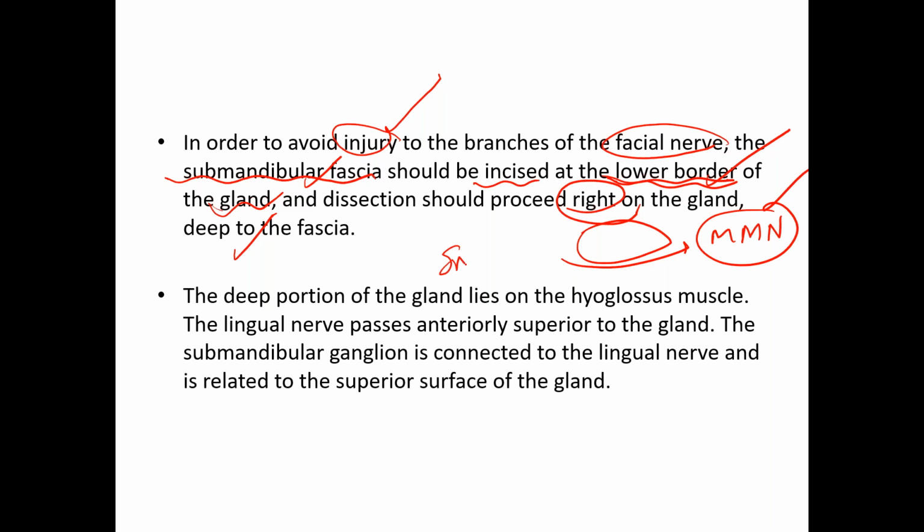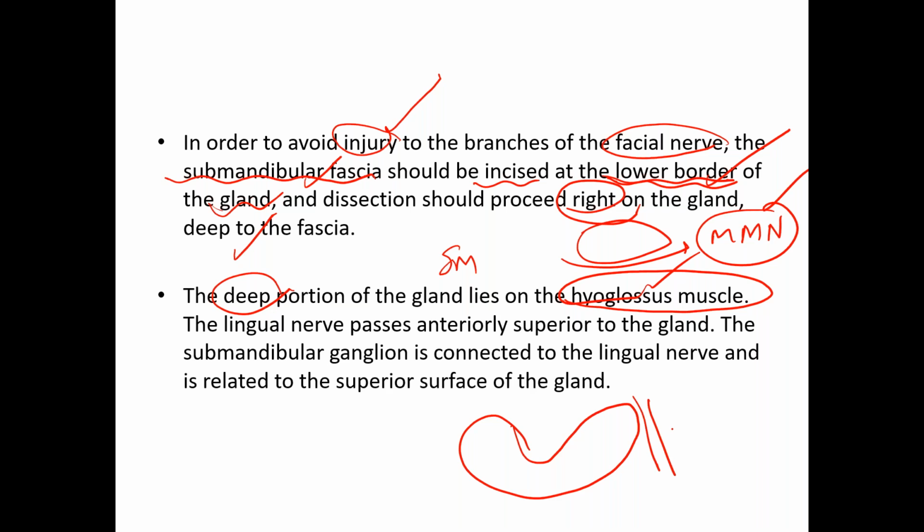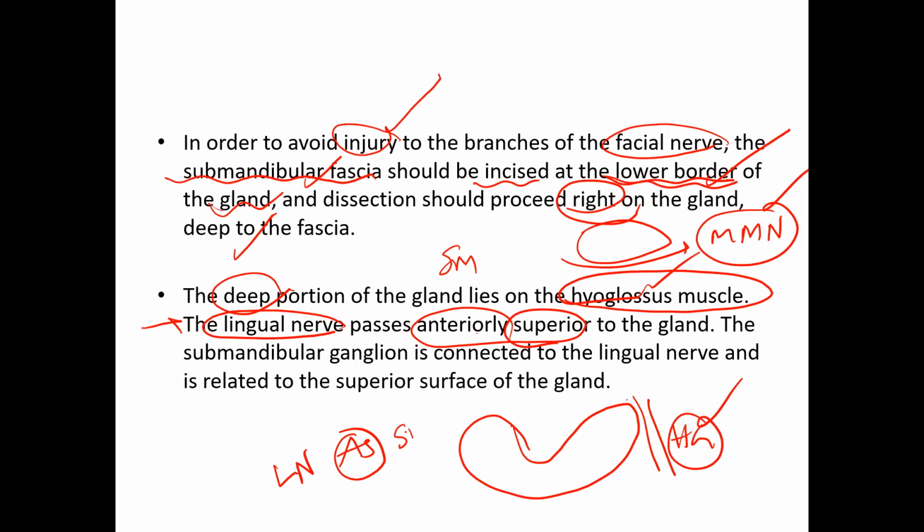And as for the deep portion of the submandibular gland, if this is the superficial portion, this is the deep portion. It lies on the hyoglossus muscle. Otherwise, the important structure here is the lingual nerve. It passes anterior and superior to the submandibular gland. And by the way, there is one more important thing called the submandibular ganglion.